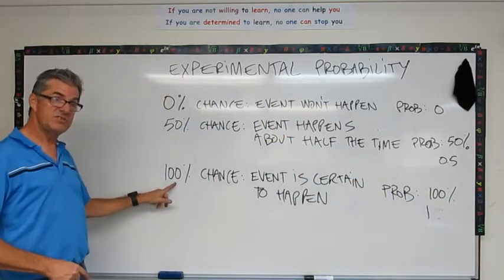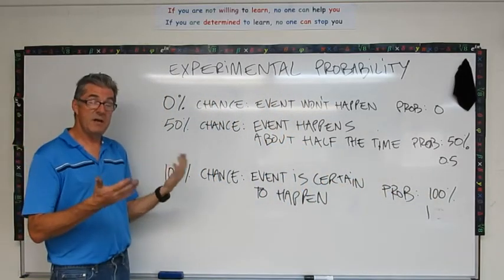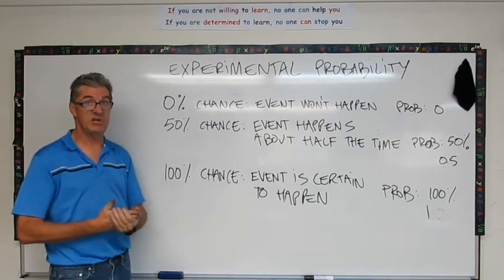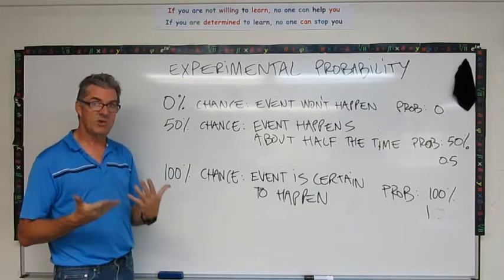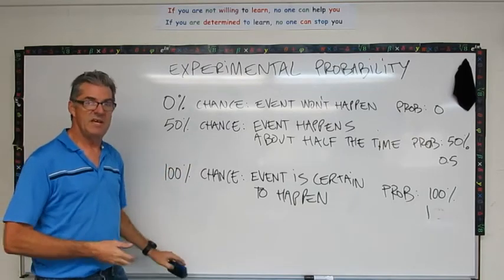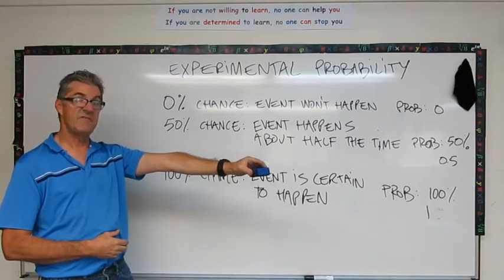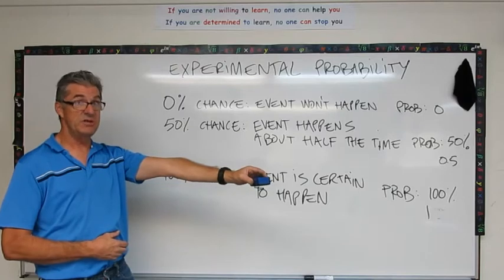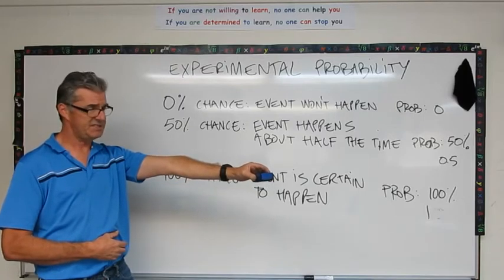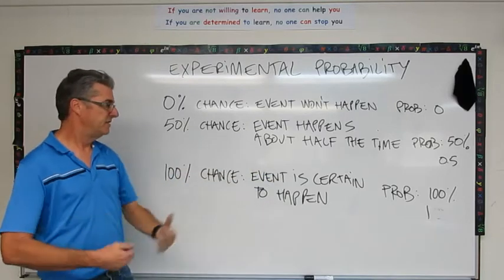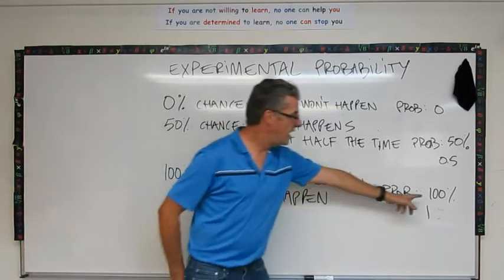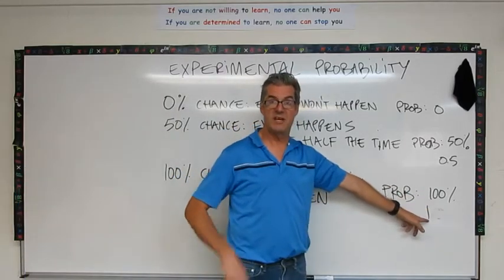Lastly, a 100% chance, that's that the event is actually certain to happen. No matter what, it's going to happen. That would be like, if I let go of the eraser, what's the percent chance that it falls down? That's certain, 100% probability. Let's test that. It fell down. So numerically, that's 100% or a probability of 1.